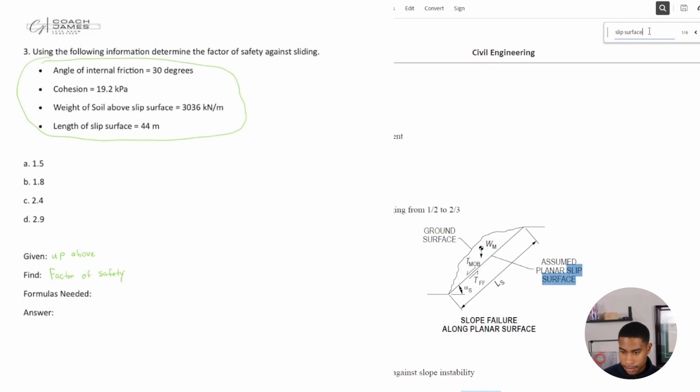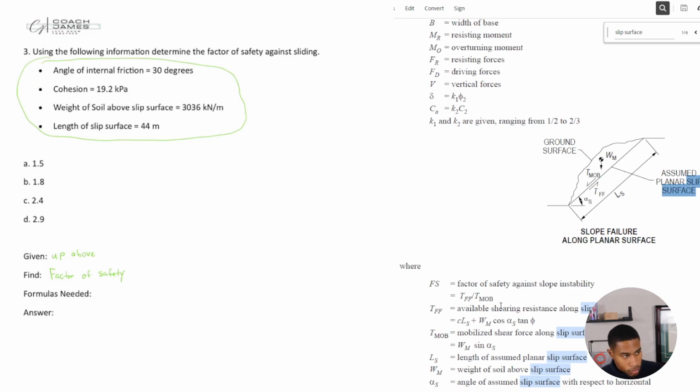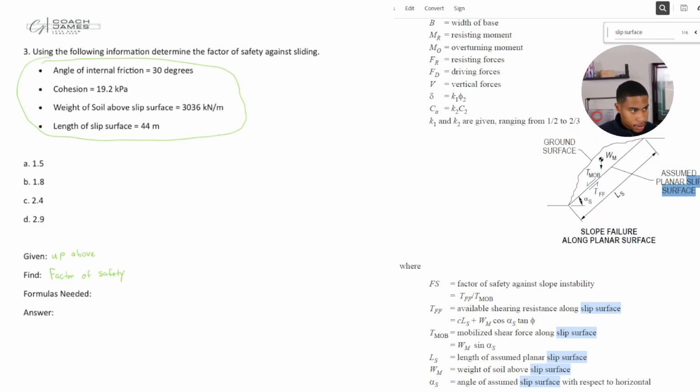So 6 things come up, and when I search slip surface, it brings me to slope stability and a place where I see factor of safety against slope instability. Very similar to what I'm trying to solve. So I know that I'm trying to solve for the factor of safety here, FS. I'm looking for FS. All right, so how do I get my FS?